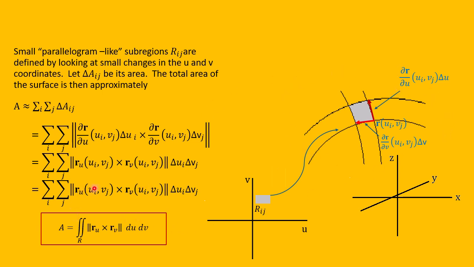And so looking at this, we can see that in the limit, we'll get the exact area of that surface, A, being the double integral over the region R down here. Rij is just a little piece of that region. The norm of the cross product of those two vectors integrated with respect to u and with respect to v. This is using our double integral as an iterated integral notation.